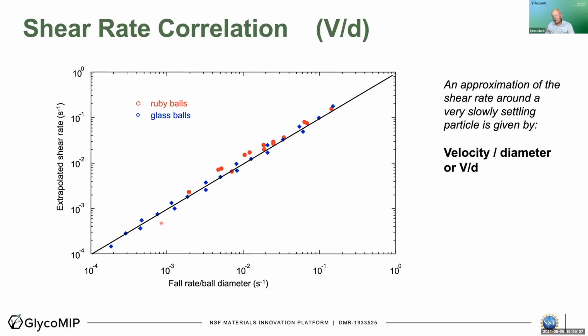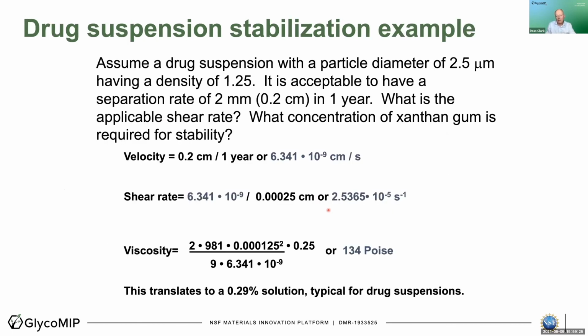So this is across many, many, many different balls, ruby balls, glass balls, many sizes, many xanthan concentrations. Now we know when we drop a particle, or when the emulsion separates, or when a particle settles, we know what the shear rate is around that particle. Let's do something with that.